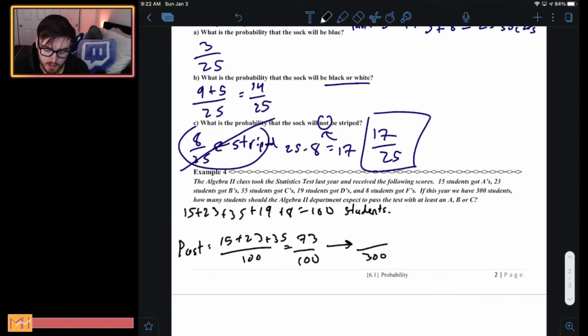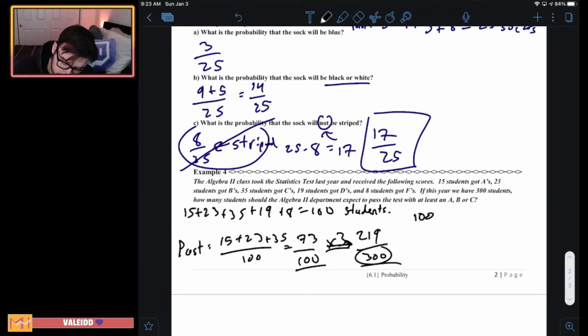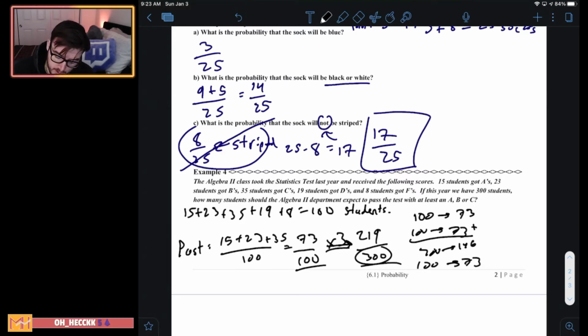So for every 100, we have 73 that pass. So if 300 students took the test, well, multiply by 3, right? 100 times 3 gives me 300, and 73 times 3 gives me 219. So for every 100, there's 73. If 100 students take the test, 73. How about another 100 students take it? Well, 73 are going to pass. So when we have 200 students, you just add them together. 146. Well, if another 100 students take it, well, guess what? 73 of them passed. So add those together, and we end up with 219.